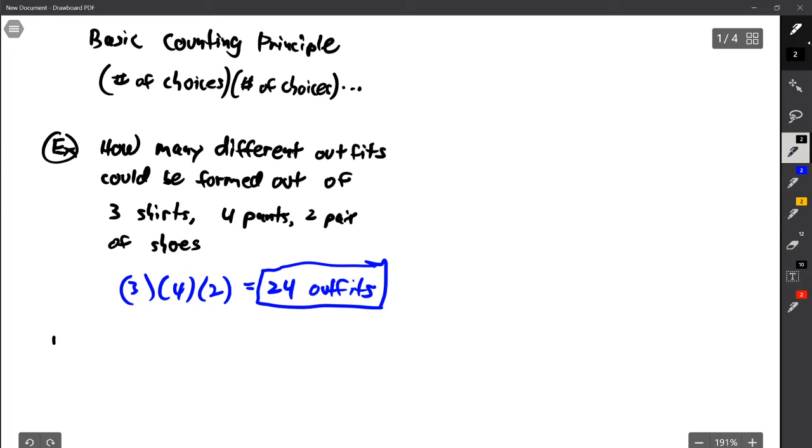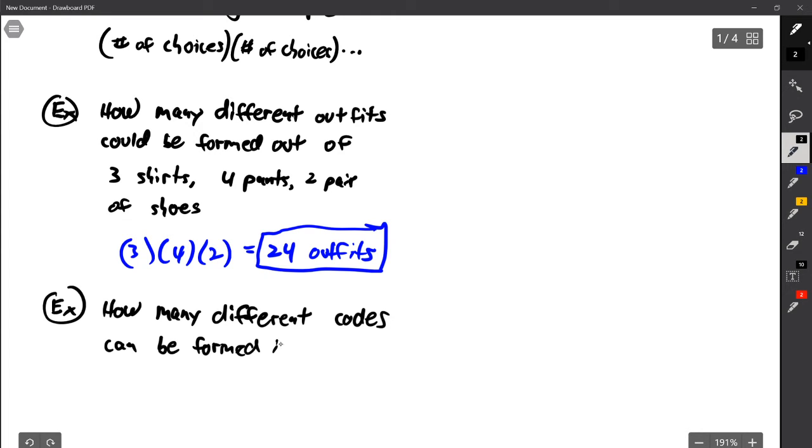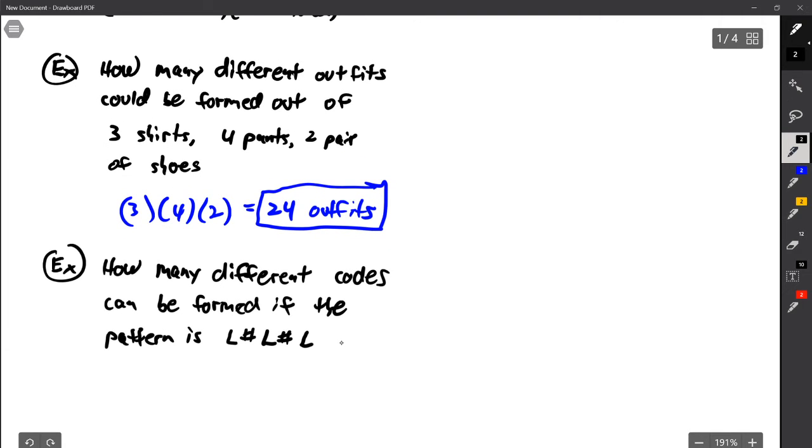Let's do one more example that has maybe a few constraints on it. Let's say how many different codes can be formed if the pattern is letter, number, letter, number, letter, and numbers may not be repeated.